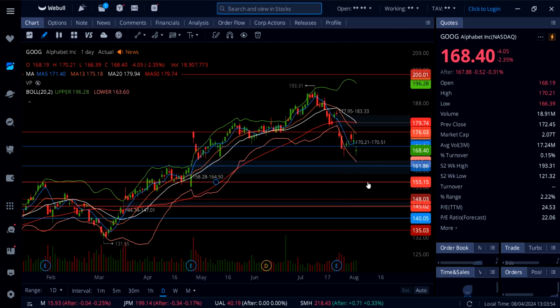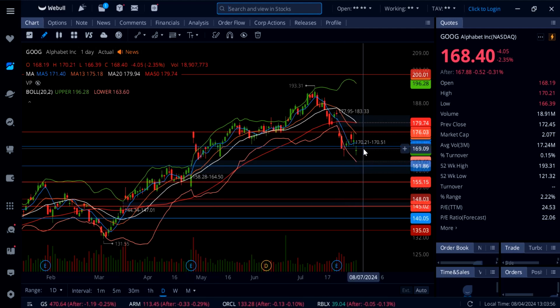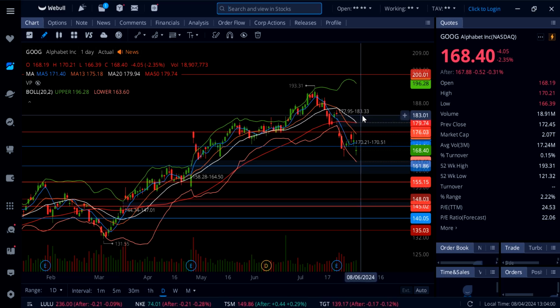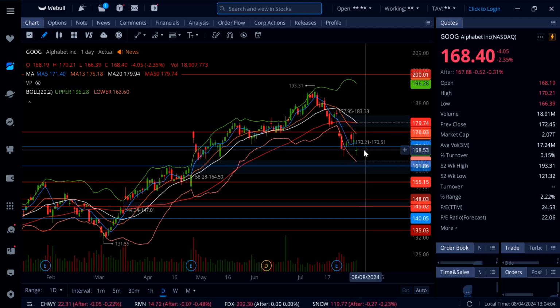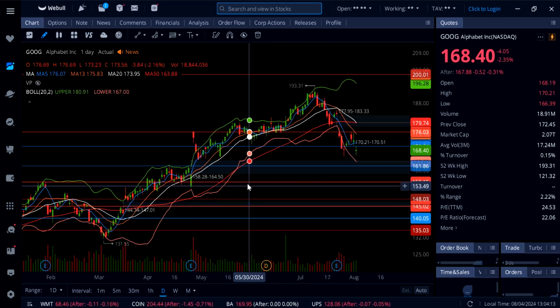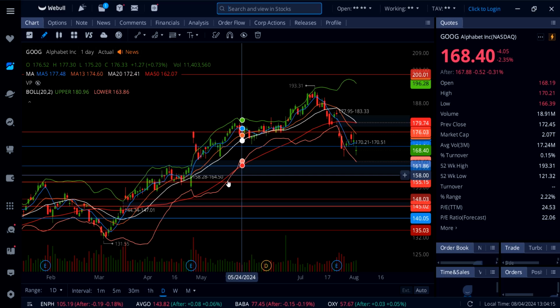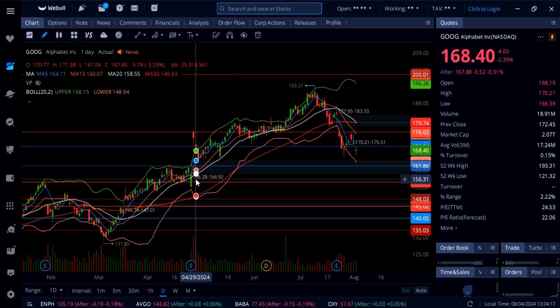But if this thing breaks and holds 170, then there will be more upside back up to 176, 180, and then this gap, 183.33. So over 170, a little bit more bullish, not completely, still on a daily downtrend, and underneath 170, possibility of coming down and filling this gap, and that is almost what, a $10 move to the downside from 168 down to 158.